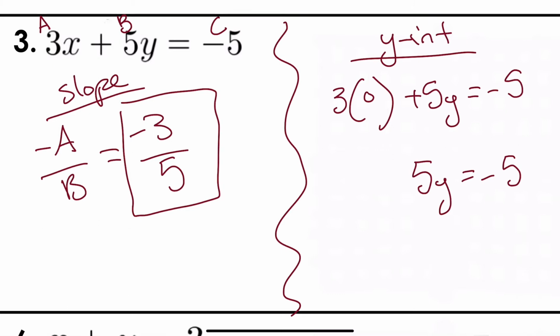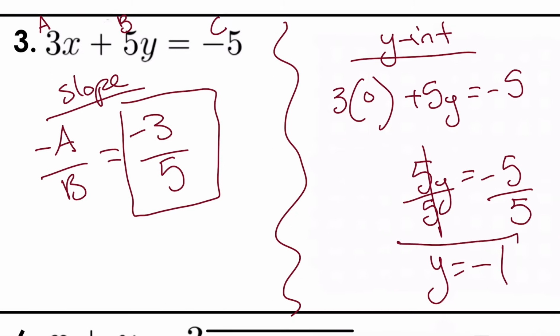Alrighty, so now I need y by itself. So I want to get rid of this 5. I'm going to divide by 5 so that it will cancel itself out and go away. So I have y equals negative 5 divided by 5. Well, any number divided by itself is going to be 1, but we still have that negative sign, so I'm going to have negative 1. And that is my y-intercept.